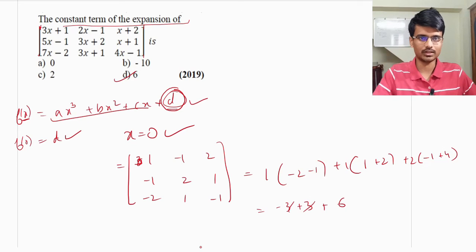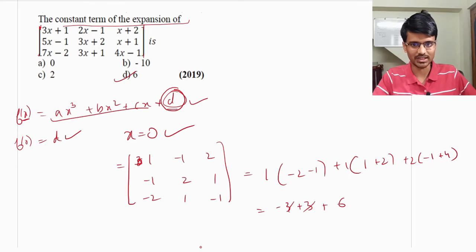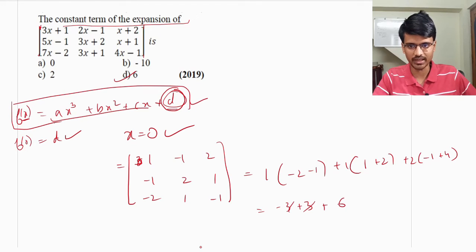So this is a slightly trickier question. They are asking us the constant term. If we expand that, we'll get some cubic equation, right? So if I put x equal to 0, I'll directly get my constant term. So that is the trick that we used.